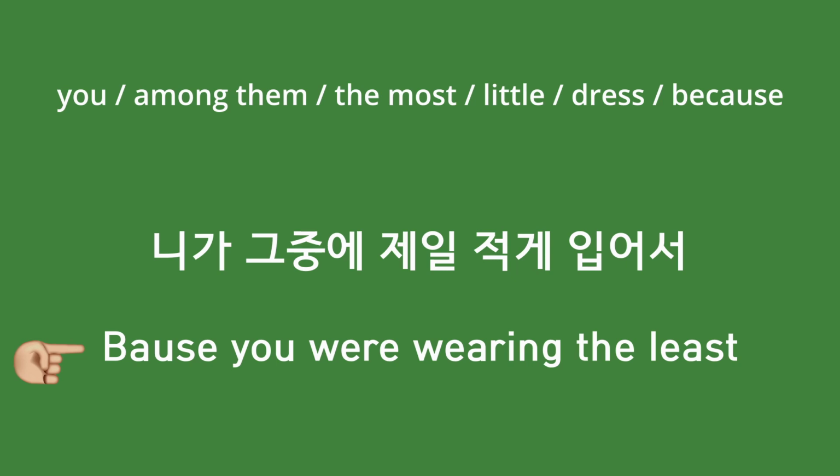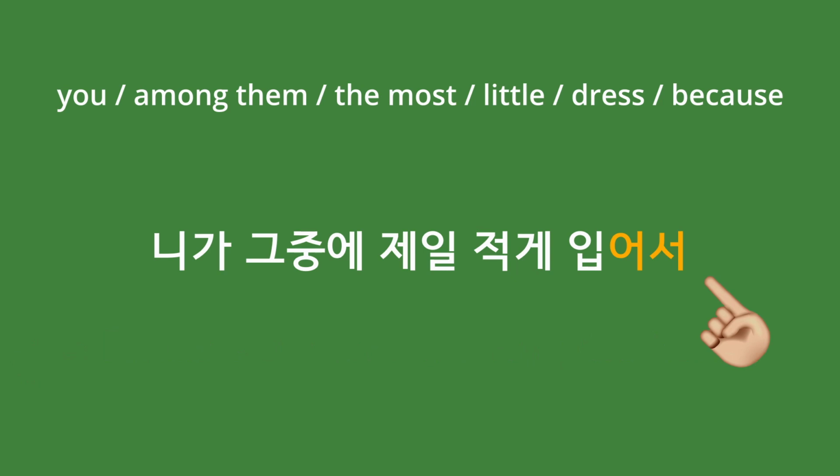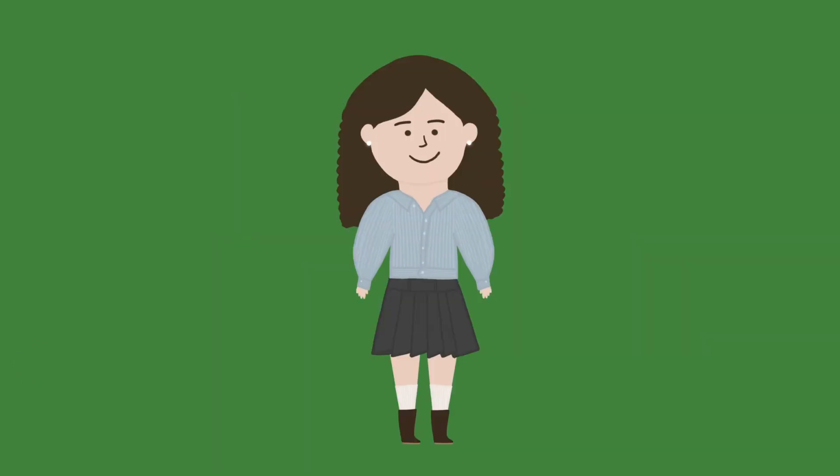The next part is left out. After this part, he wanted to say, I chose you. 어서 is a part we will study today. Also, let's see what her husband said next.